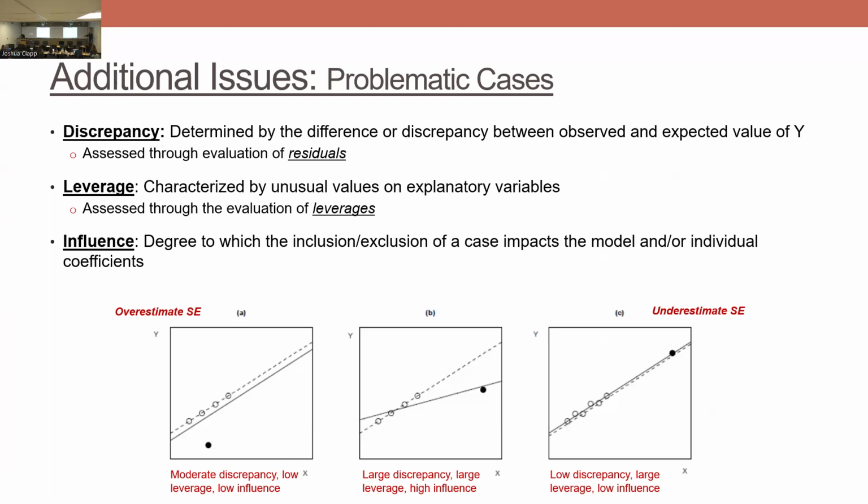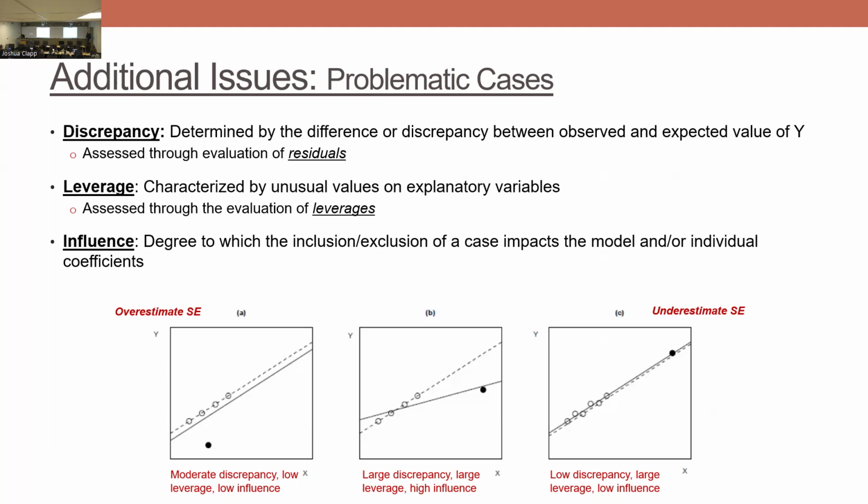I also have a large leverage value. Here's X space. Here's where everybody's at. I've got someone who's way out here. They're weird in X space, right? And because the slope on my line changes dramatically with this person if they're in versus out, I would say a high influence for this person, okay? Now, here's what's tricky. If I just estimate this model with this person in, what is the discrepancy value for this case?